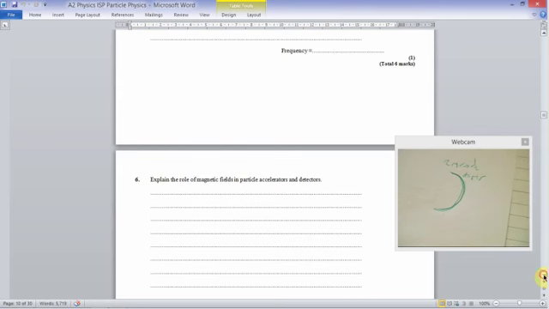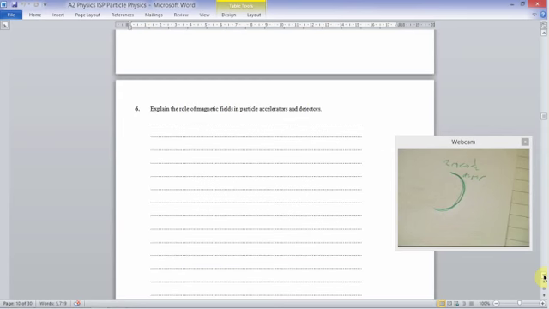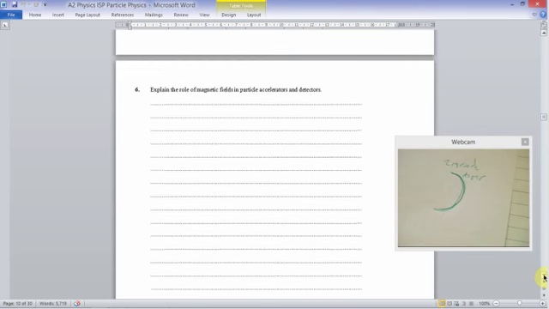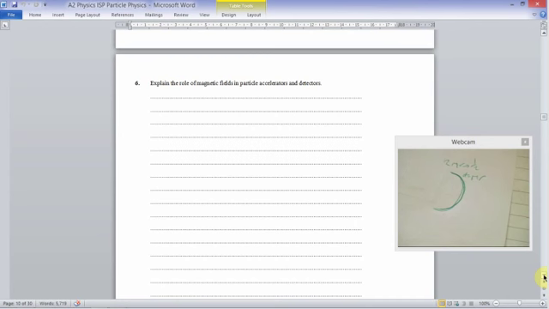There's up to 10 scoring points on this. Remember this goes back to the explaining everything task as well. They're asking for the role of magnetic fields in particle accelerators and detectors. The only thing that isn't mentioned here is electric fields, but I'll go through electric fields so you can add that to your explaining everything task if you need to. So let's talk about magnetic fields first, and accelerators.